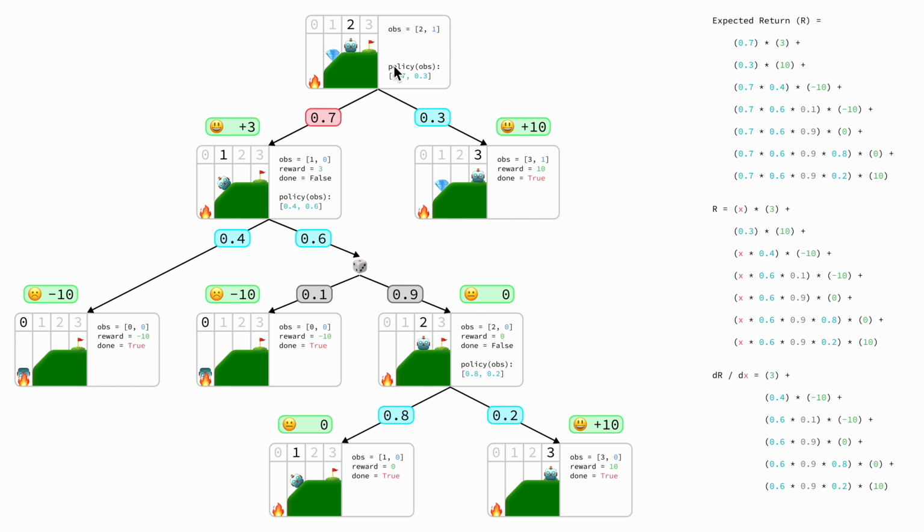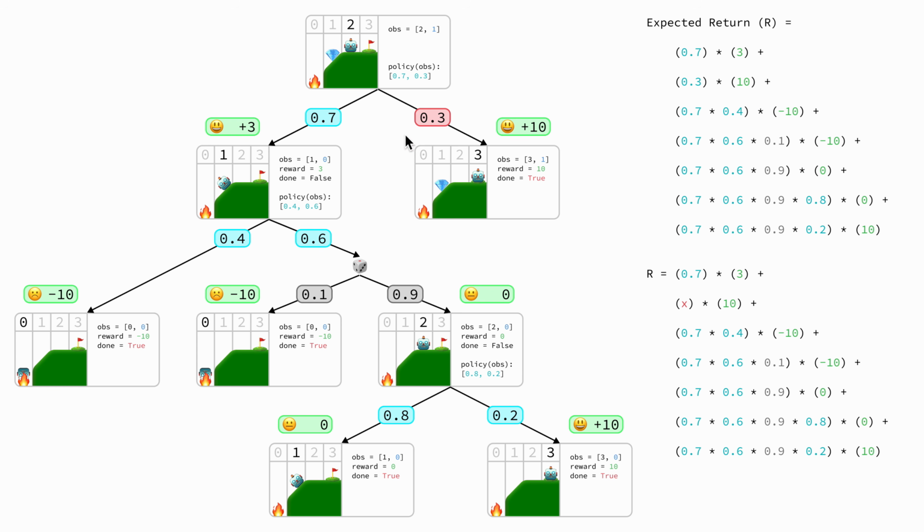In our previous example of just this state, we were also getting the same thing, except we were only looking at the immediate reward. But if we think about increasing this probability by a little bit, we'll increase the expected reward by that little bit times the expected return after taking that action. So now if we do the same thing with this action probability, we'll replace its value with x, this 0.3, and then we'll take the derivative of this sum, and we'll see we also get 10. So that's also the expected return we get after taking that action.